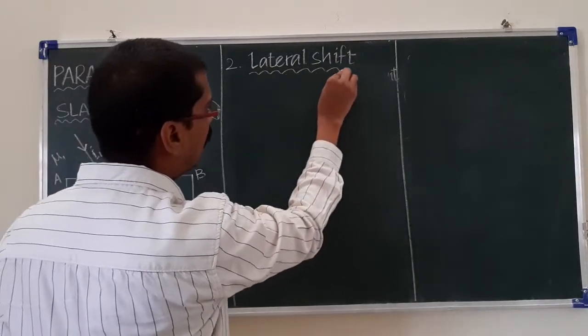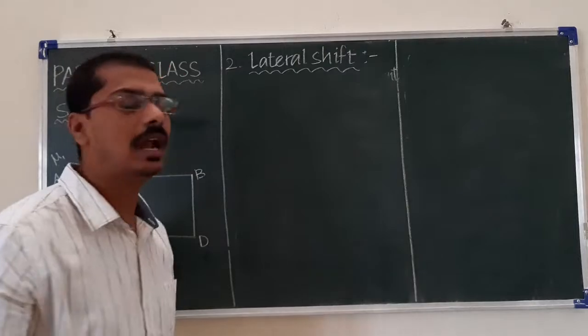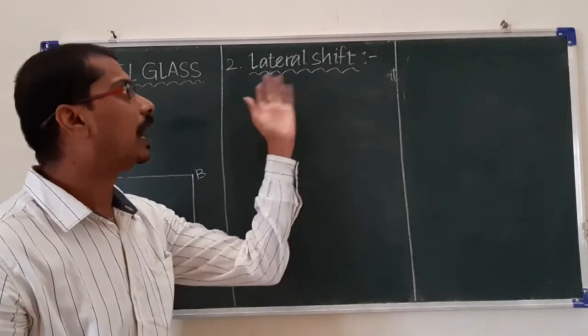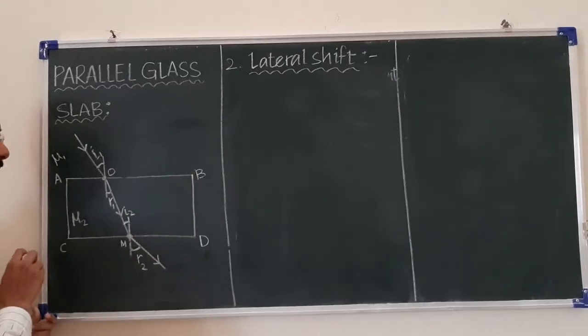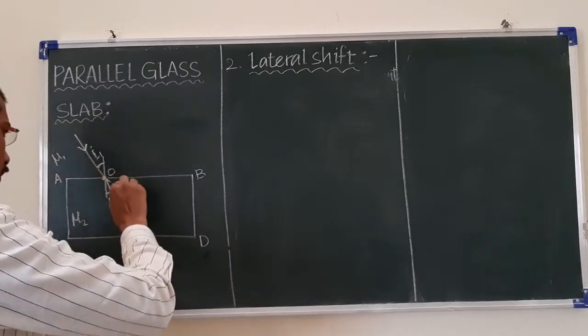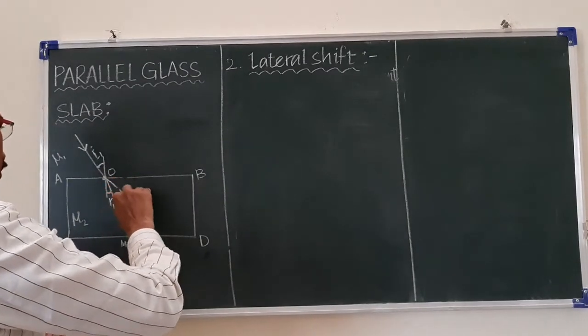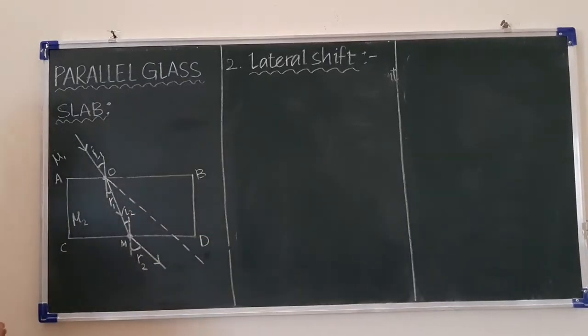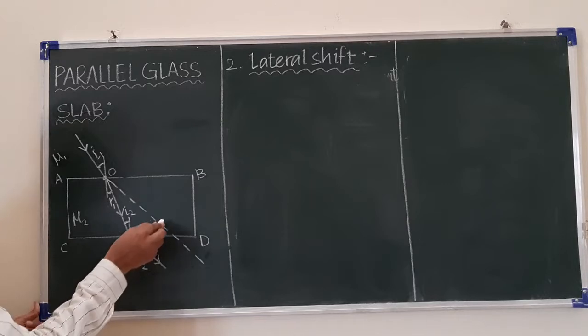Lateral shift, or we can say internal shift or lateral displacement. Where do we get this lateral shift? Here, see the diagram. If there is no AB surface, what will happen? This incident ray should travel like that. Now we have to draw one perpendicular line from the emergent ray to the incident ray.